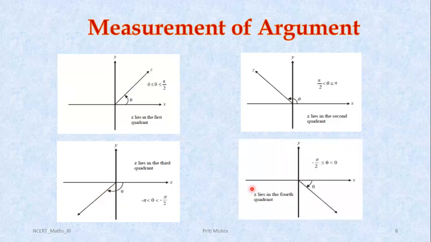Now, if theta is lying between 0 and minus pi by 2, so 0, you know, the x-axis is showing 0 angle, and minus pi by 2, this line is indicating. So 0 and minus pi by 2 means our complex number will lie in the fourth quadrant, and theta we will measure in clockwise direction, and somewhere in the fourth quadrant we will be having angle theta just like this. So this is the measurement of argument in different situations.